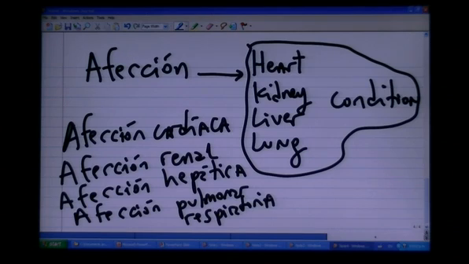So to summarize up to this point, what's the first thing that should come to your mind when you see the word condition? Enfermedad. He has a diabetic condition. Tiene la enfermedad de diabetes.